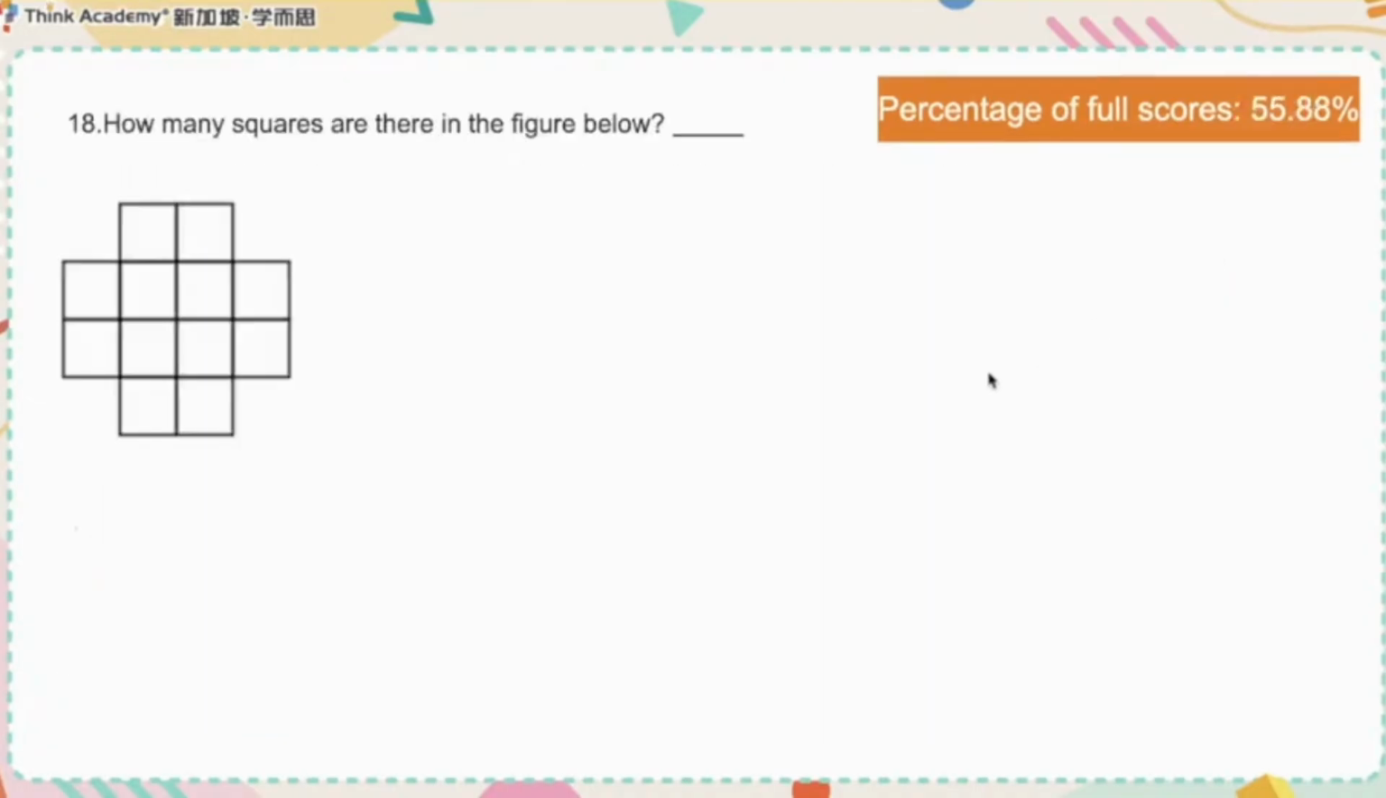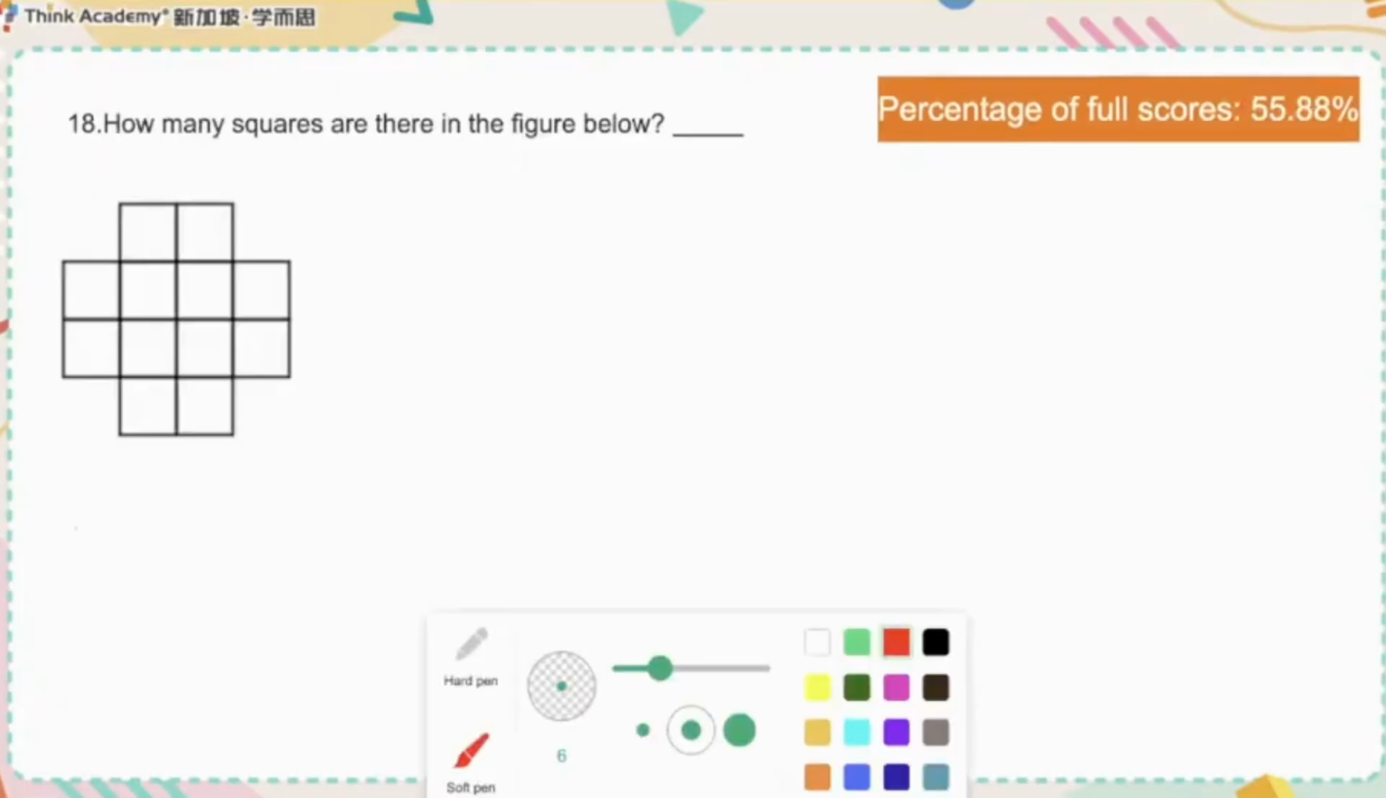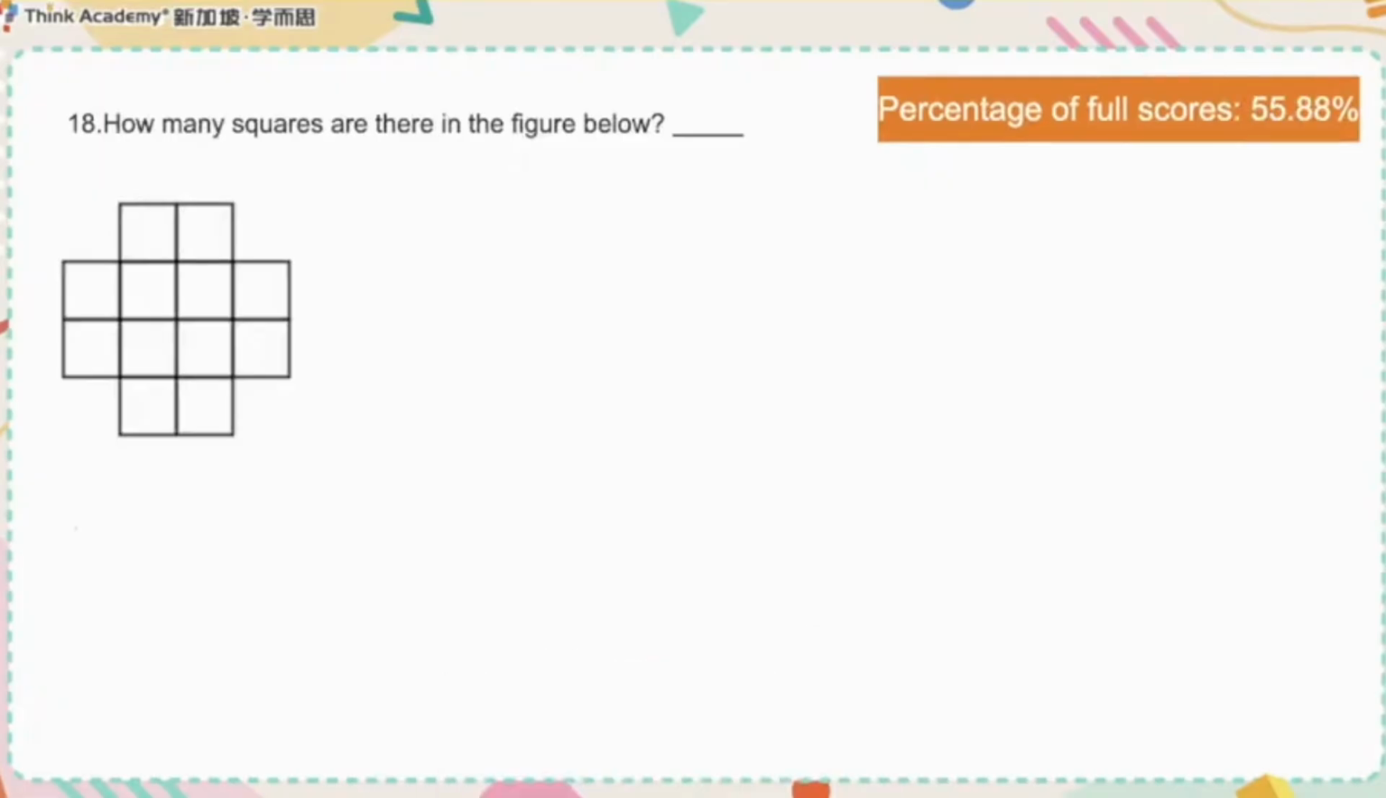Good job. Then this time, the 18th question. As for this question, you should be really familiar with it, everyone. Counting 2D shapes. We already discussed this kind of question starting from your K2. So be careful and never get it wrong, okay? Only half of us got it correct.